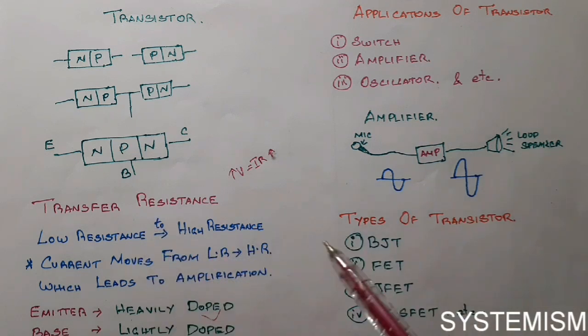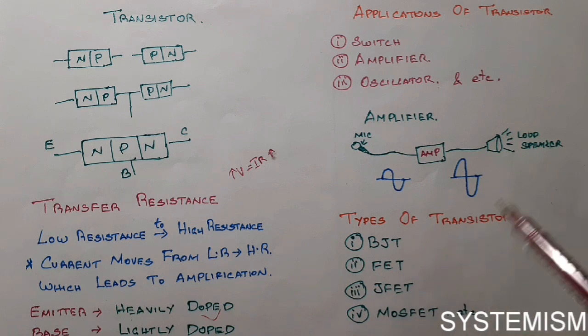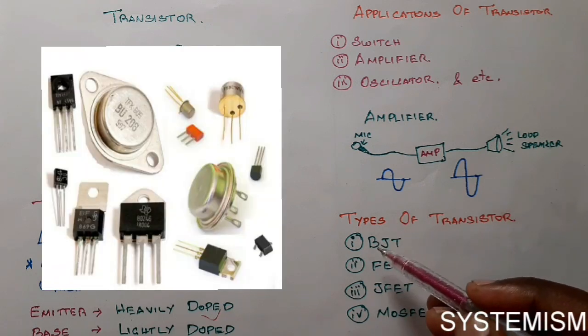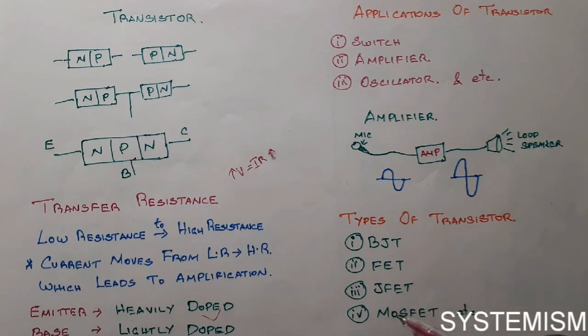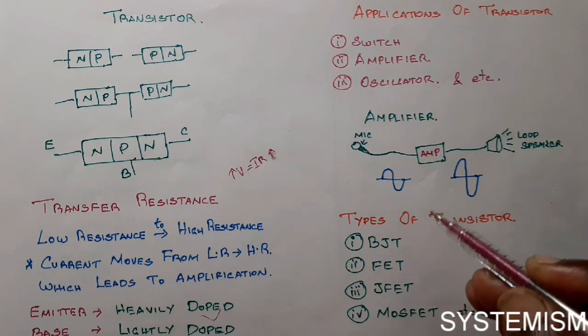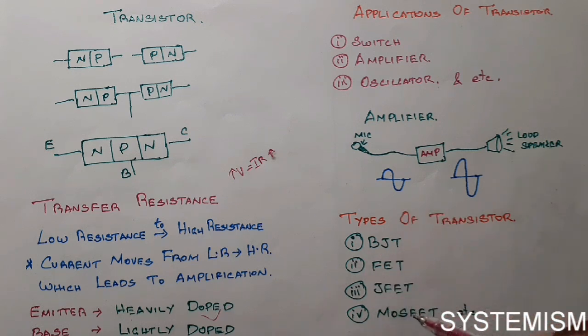Okay, then we will think about what are the different types of transistors available. There are different types of transistors. There is bipolar junction transistor, which is called BJT, then field effect transistor, which is called FET. In FET there are different types. One is junction field effect transistor, another one is metal oxide semiconductor field effect transistor. So there are different kinds of transistors we are going to see in different classes.